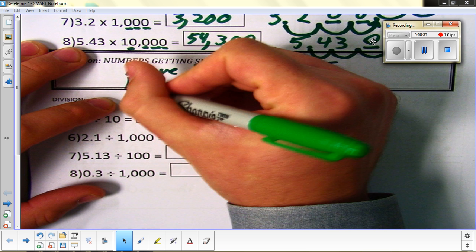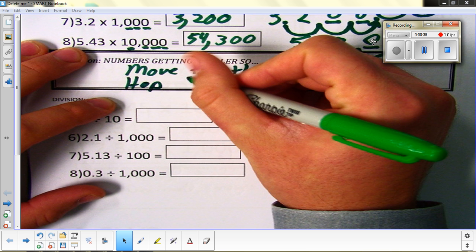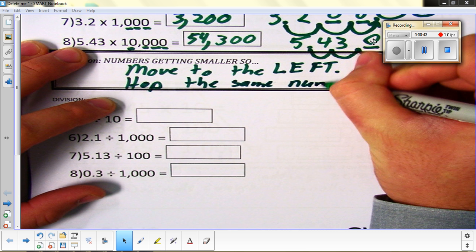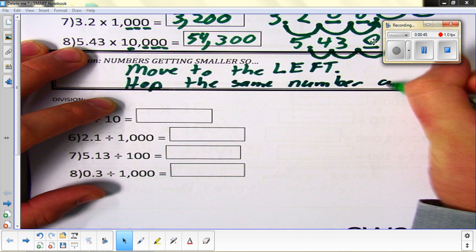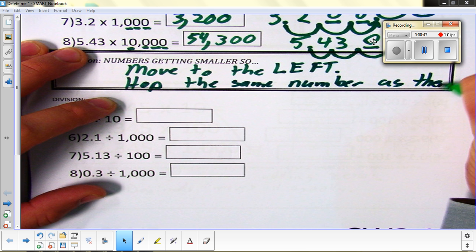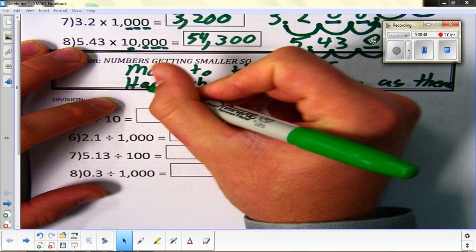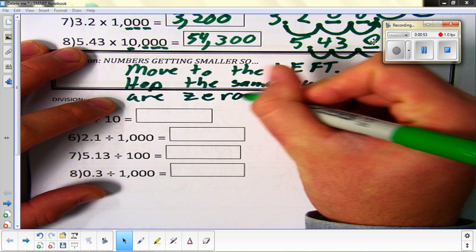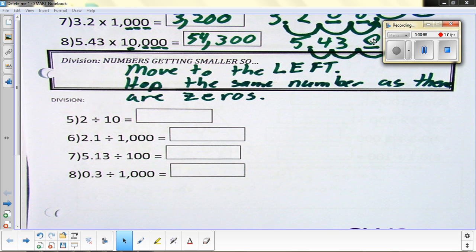I hop the same number as there are zeros. Let's try it.